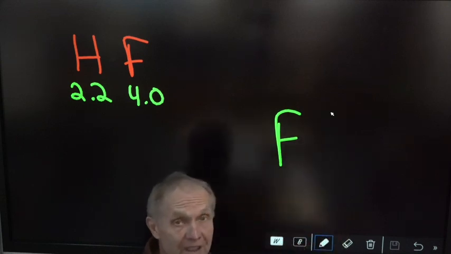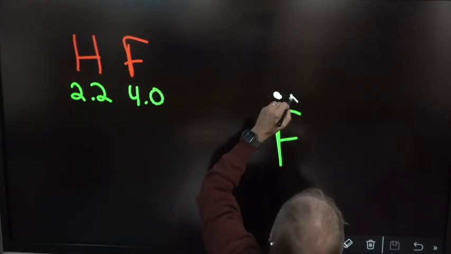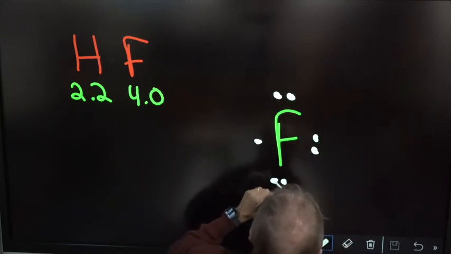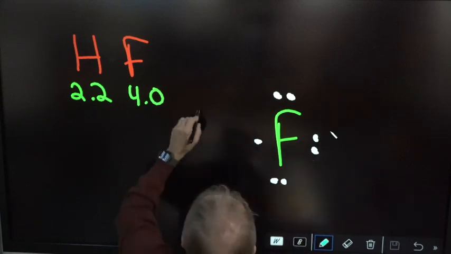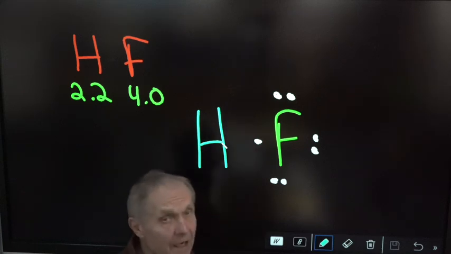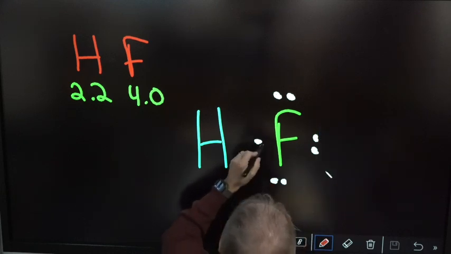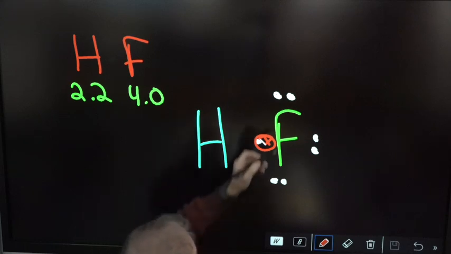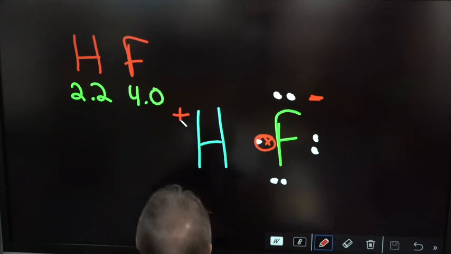Fluorine is in group 17, the halogens. It has 7 electrons in the valence shell, which is an S2P5. Here's my S2, P1, P2, P3, P4, P5. So fluorine only needs 1 more electron to become stable. Well, here's hydrogen. And fluorine has an incredibly strong pull, so the shared pair looks like this, very close to fluorine. So fluorine is slightly negative. Hydrogen is slightly positive.